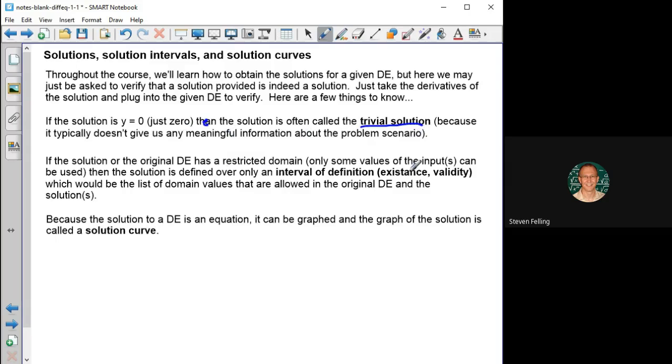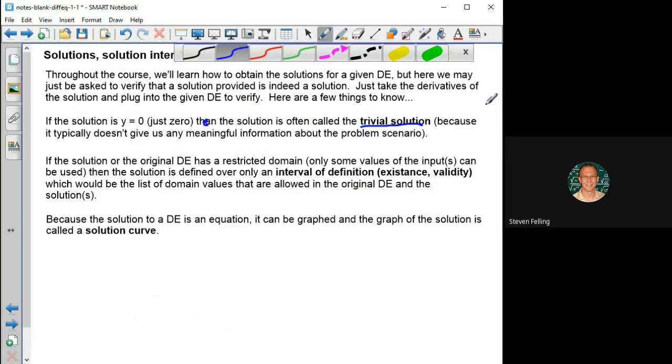It is true that if we had dy dx equals ky, and you wanted to say y equals 0, I mean, that's true that the derivative of 0 is 0 and it's equal to 0, but that doesn't really tell me anything. So that type of a solution is considered trivial. It is a solution, but it doesn't really give us meaningful information.